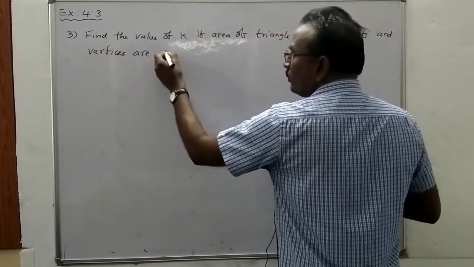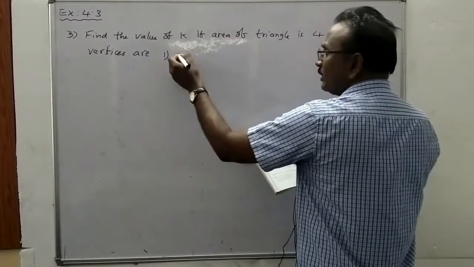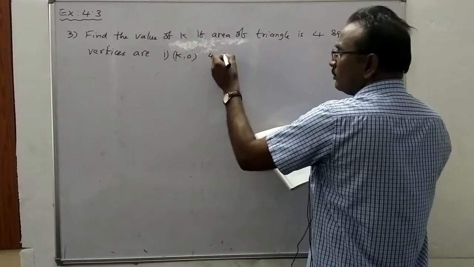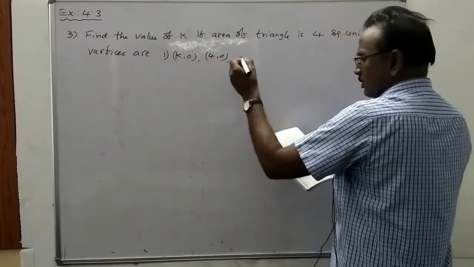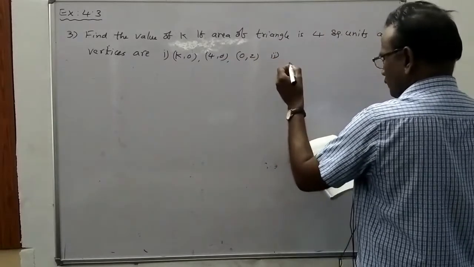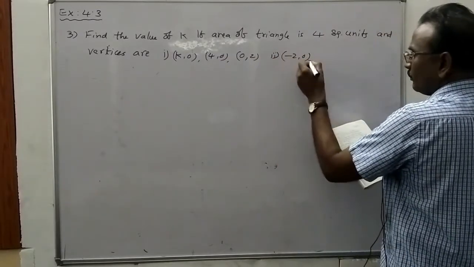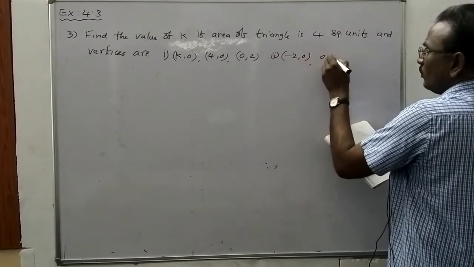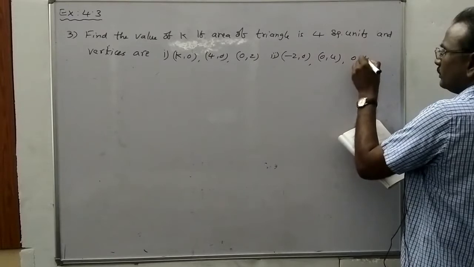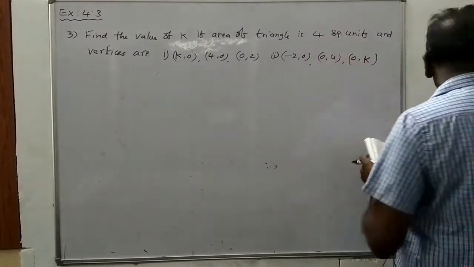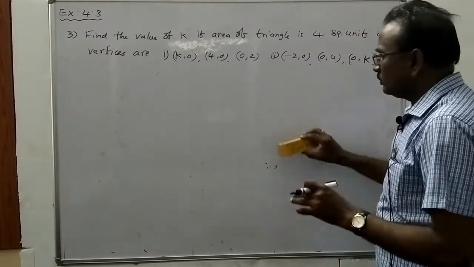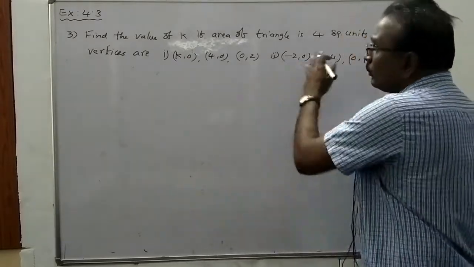So you are given two problems. The first one is k comma 0, 4 comma 0, 0 comma 2, and the second question is minus 2 comma 0, 0 comma 4, 0 comma k. I can solve only one problem, either the first one or the second one. So let us see the second question.